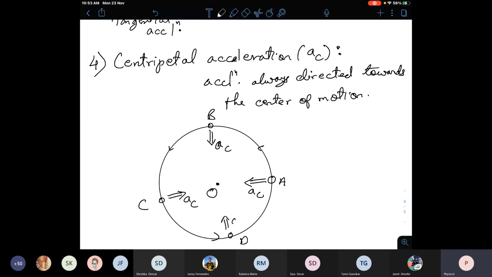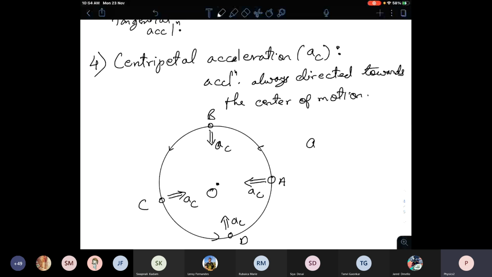So irrespective of the location of the particle, the centripetal acceleration will always be towards the center. That is why it is called centripetal, towards the center. Centripetal means towards the center. So this is the centripetal acceleration.